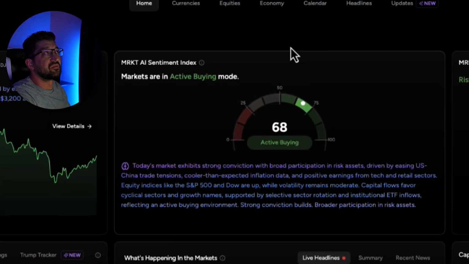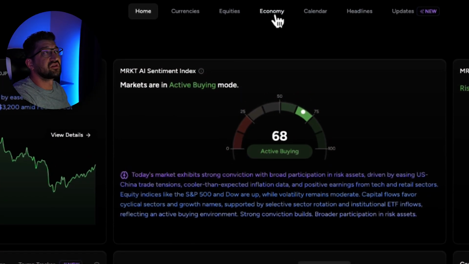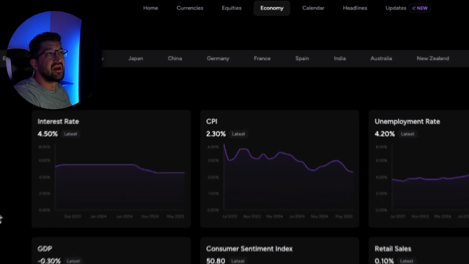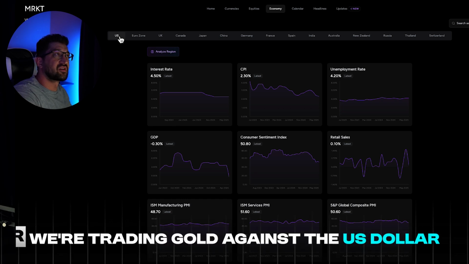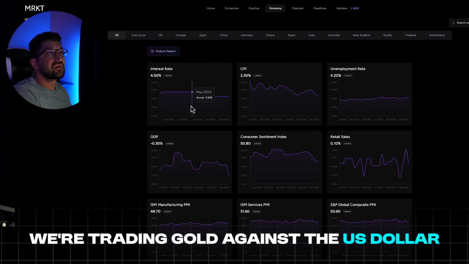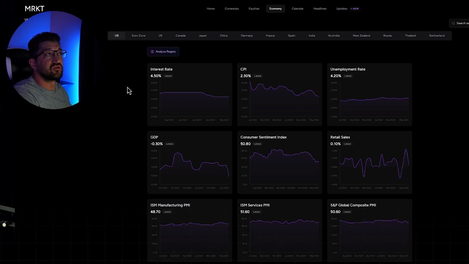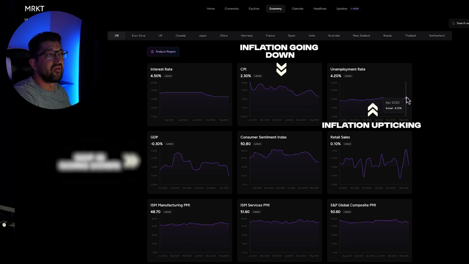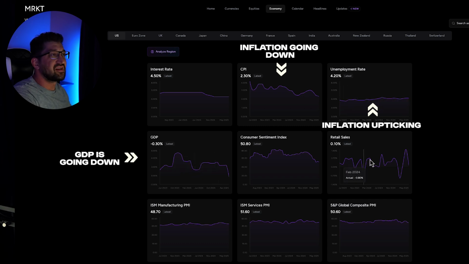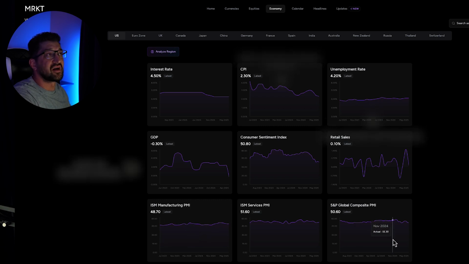So first, I am going to head over to the economy. This is where it's going to show me my assets. I'm only looking at the US dollar because we're trading gold against the US dollar. You can see Market Edge put out the interest rate. I can see inflation's coming down. I can see inflation's upticking a bit, but not out of control. GDP's going down. The rest of these I don't really care about that much right now because they're staying fairly level-headed, whereas if they start climbing up or down, then they become something I'll consider.